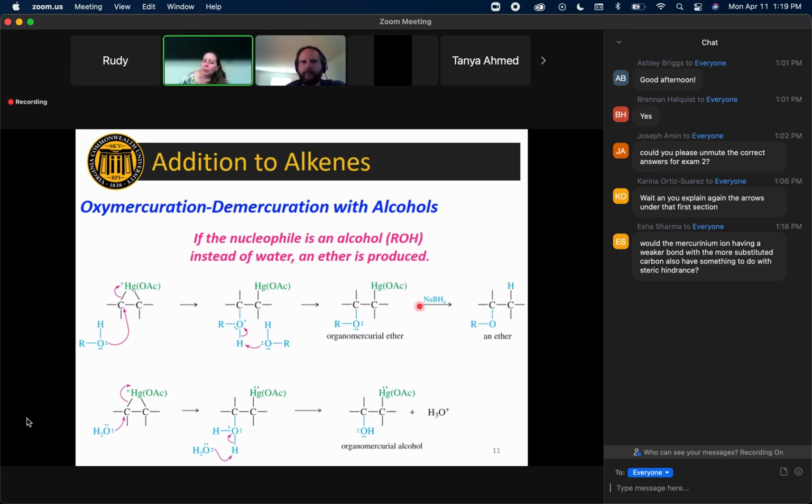The demercuration step works just like it did before. We take our sodium borohydride and we swap out our mercury with a hydrogen atom.